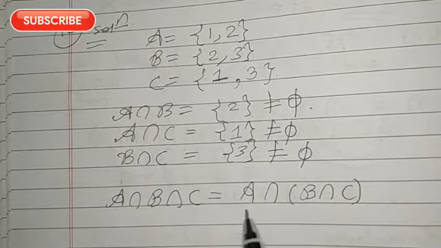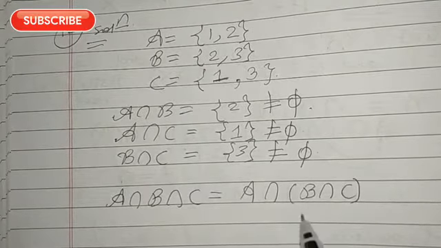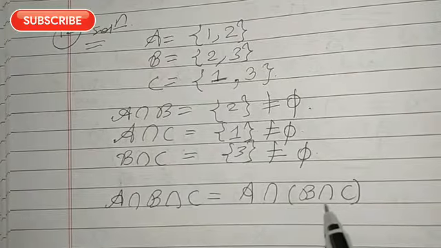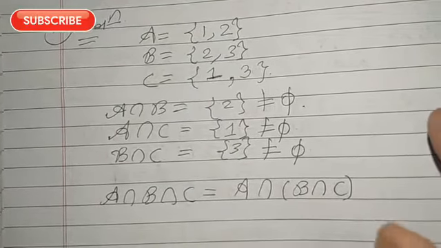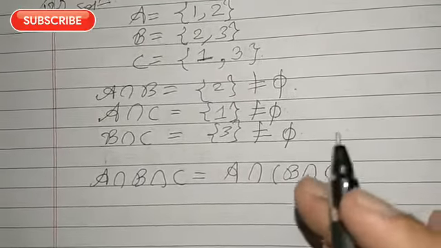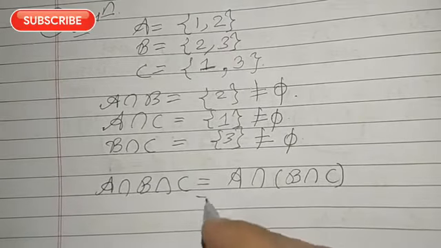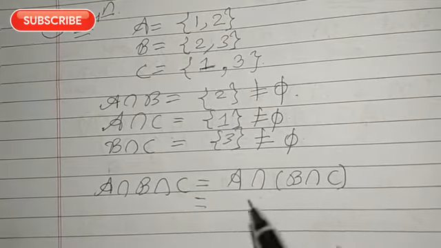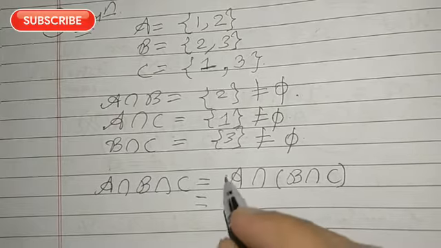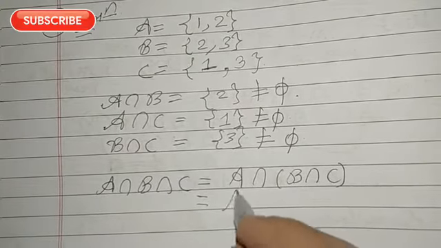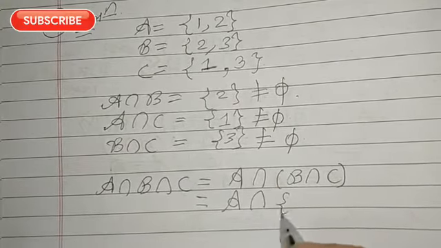Okay, we can also take A intersection B, but here I am taking B intersection C. The answer will be the same. Whichever way you do it, the answer will be the same, because of the associative law, right? Now see this. This is the set A intersection with B intersection C.